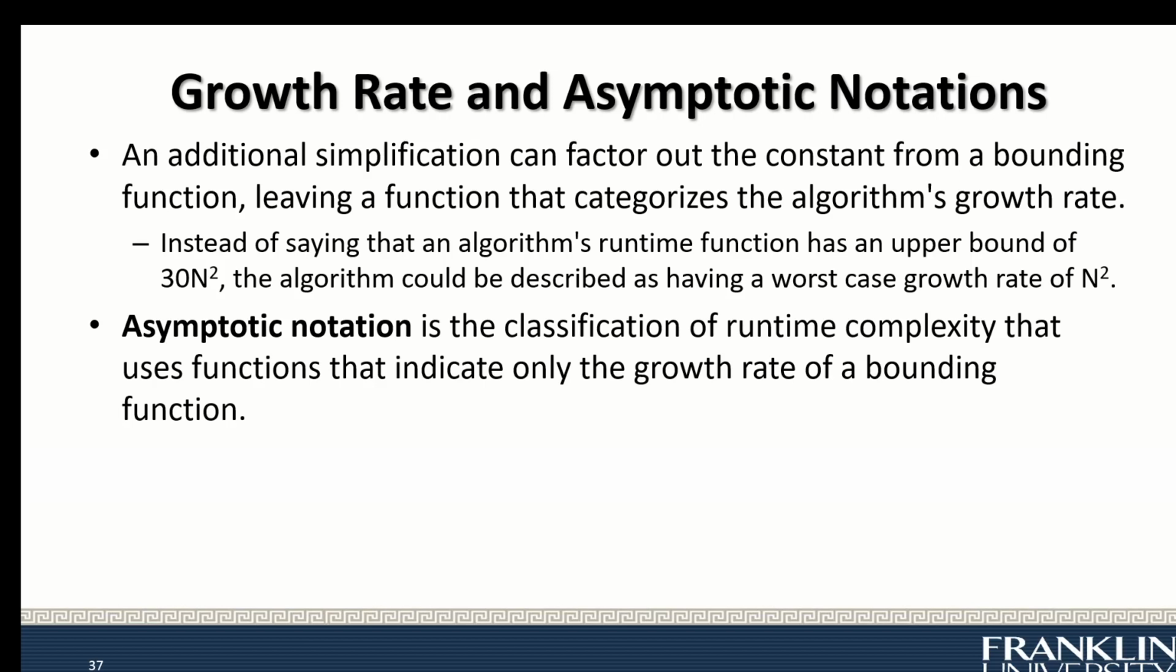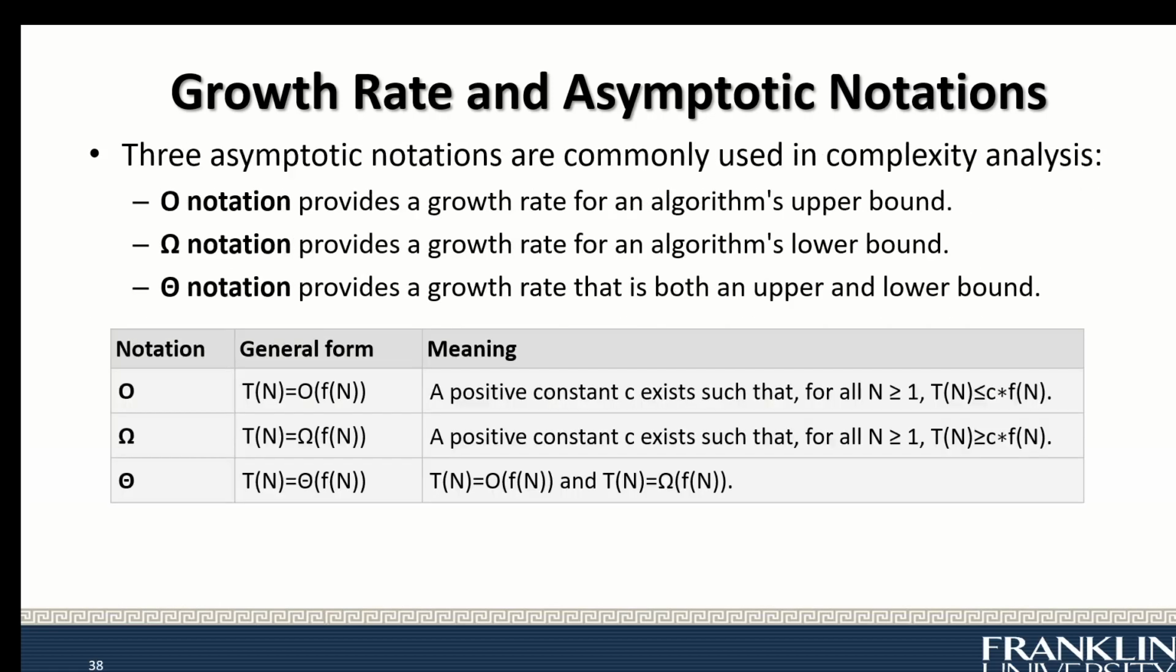So that's the three asymptotic notations. They are O, the big O. The O notation provides the growth rate of the algorithm's upper bound. Omega provides the growth rate of the algorithm's lower bound. And theta provides the growth rate that is both upper and lower bound.